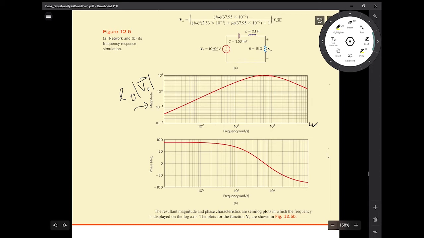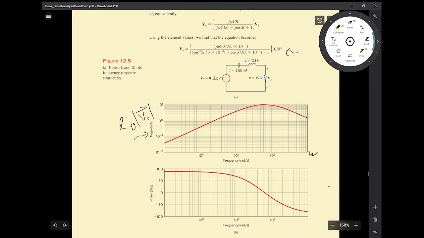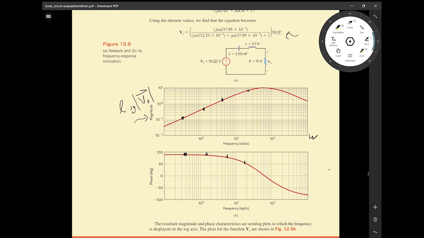But for this VO that we calculated, if we plug it in MATLAB and plot for different frequencies, find what the magnitude and phase is, and connect between those dots, we end up with those two graphs. Okay, so this is how the frequency response is going to look for this circuit.